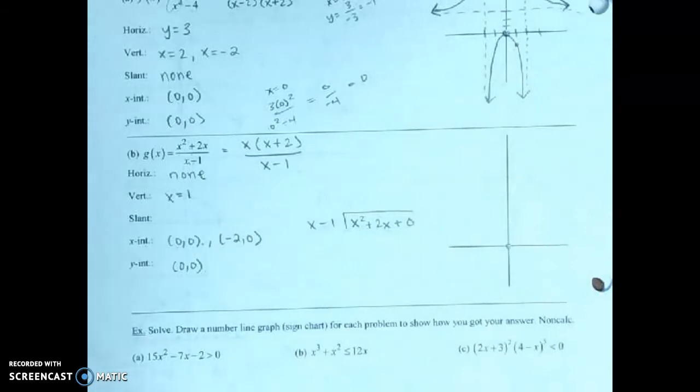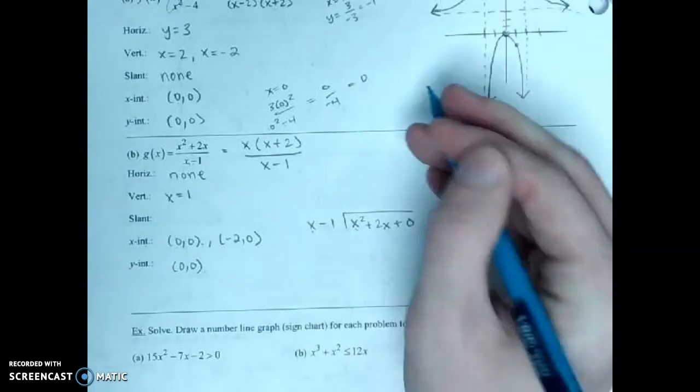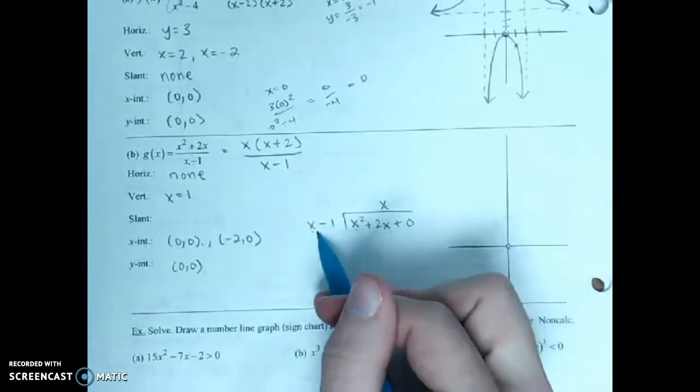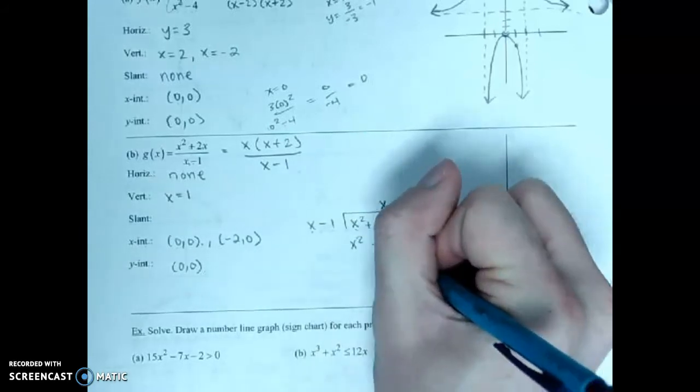A couple different ways to think about it. If you need a review over long division, go look it up. You should know how to do it. But I always like to think, how do I make this match this? Well, I would need to take an x, multiply it by an x. So x times x, that's x squared. X times negative 1, that's negative x.